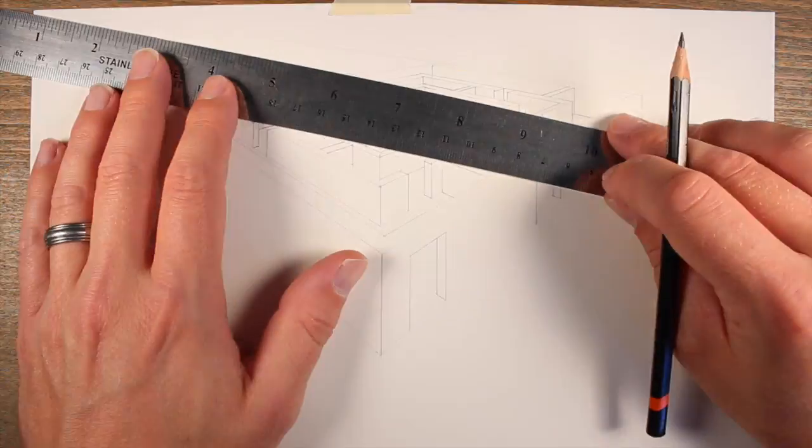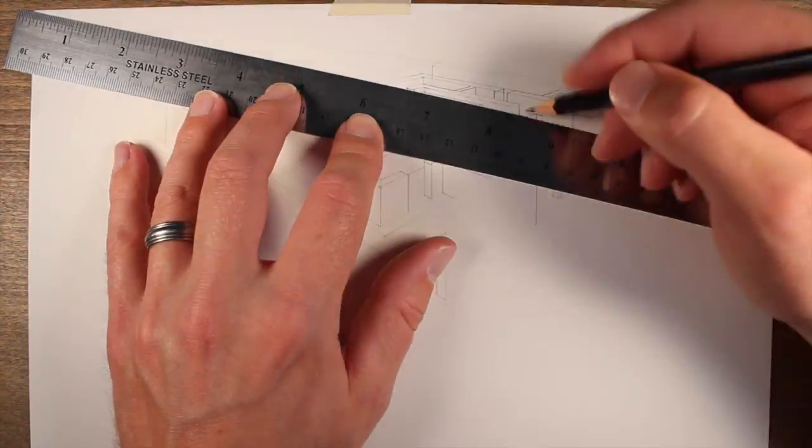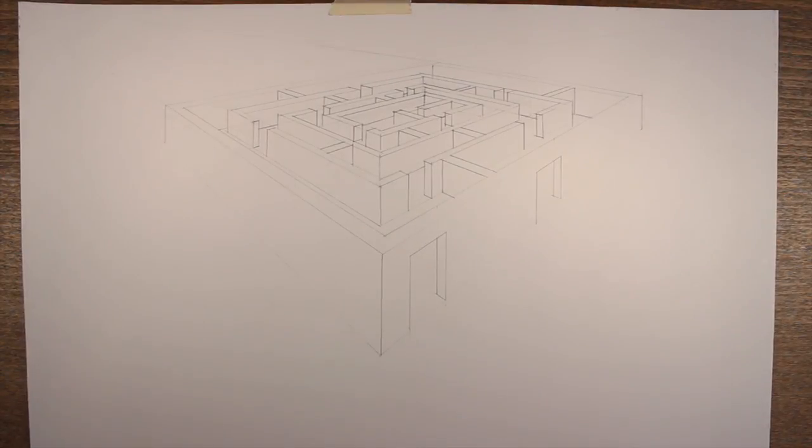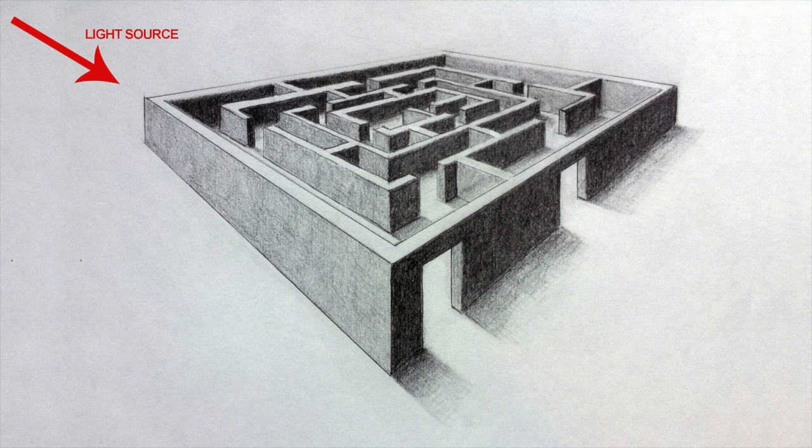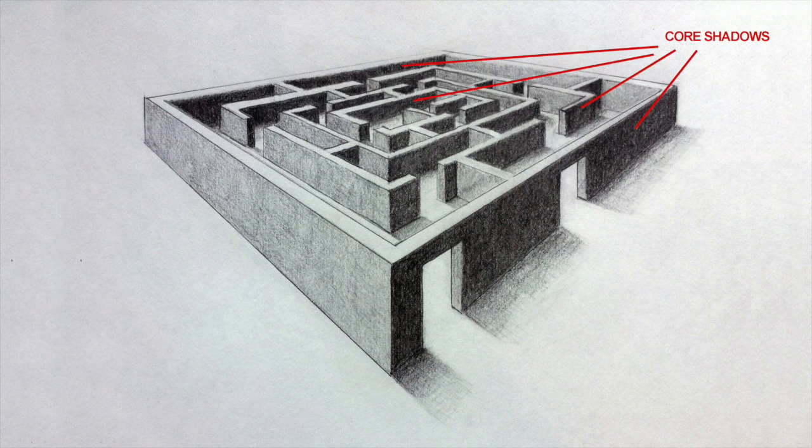Once you've got all your walls and openings drawn, you've got the basic structure for your maze in place. It's now time to think about the light and adding value. So we'll need to consider the light source, or the area in which light is originating from. In this case, this will produce areas of coarse shadow or dark value on the right side of the walls of the maze.